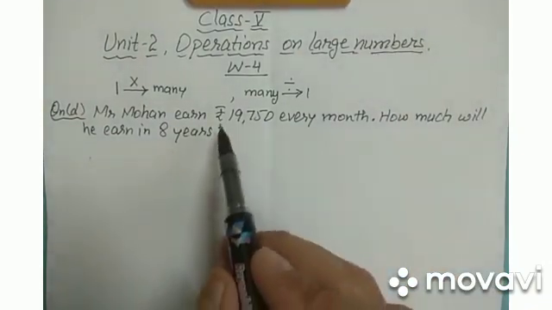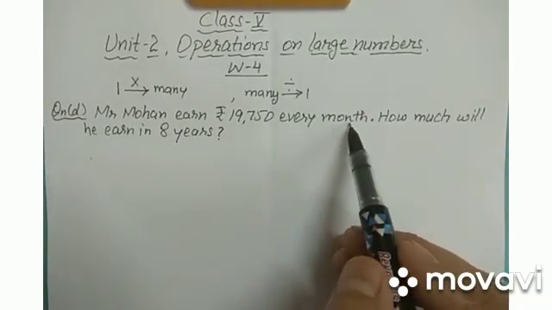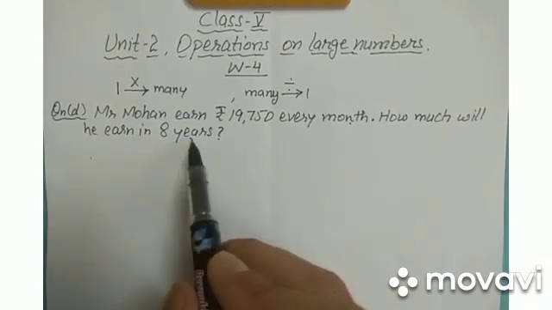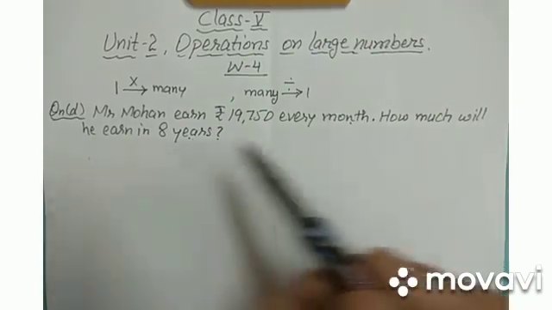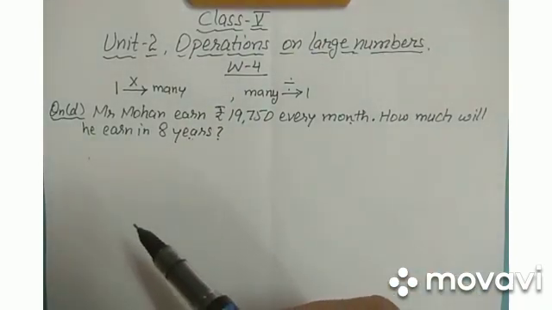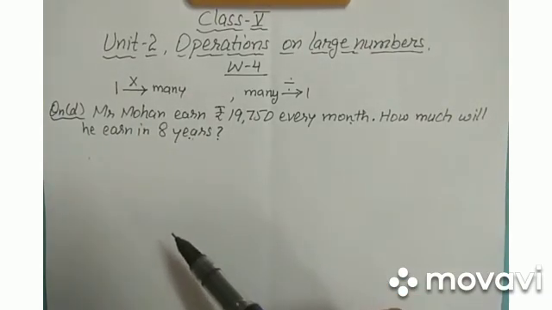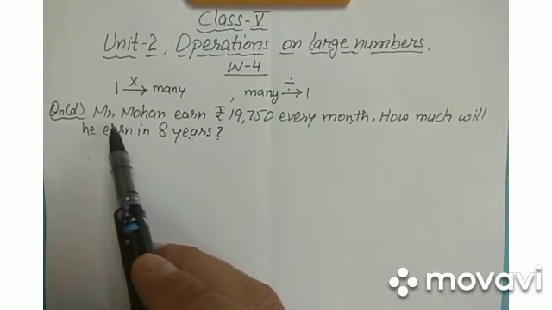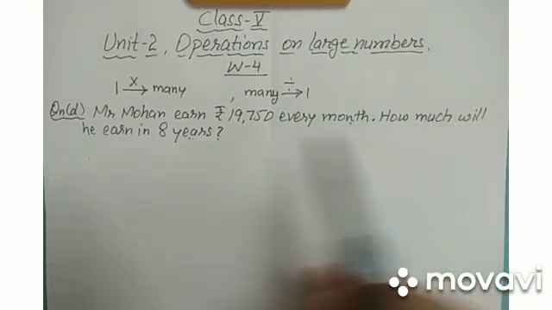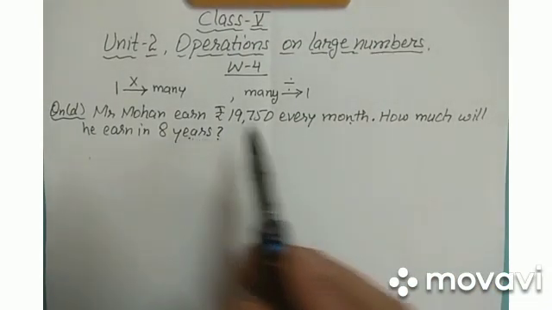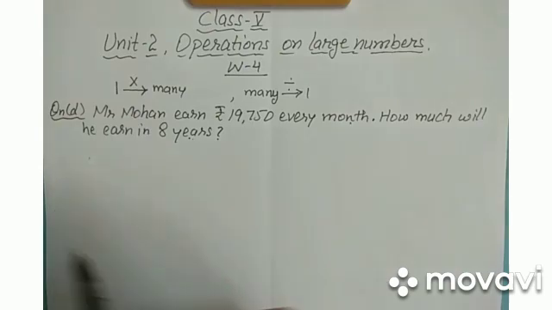Now here the problem is that the given thing is in months and we have to find the earning in years. First of all, try to understand which operation we will use. Is it from 1 to many or many to 1? Yes, it is from 1 to many, because here the earning of 1 month is given and we have to find out the earning of 8 years, that means many months. So this question is of multiplication.